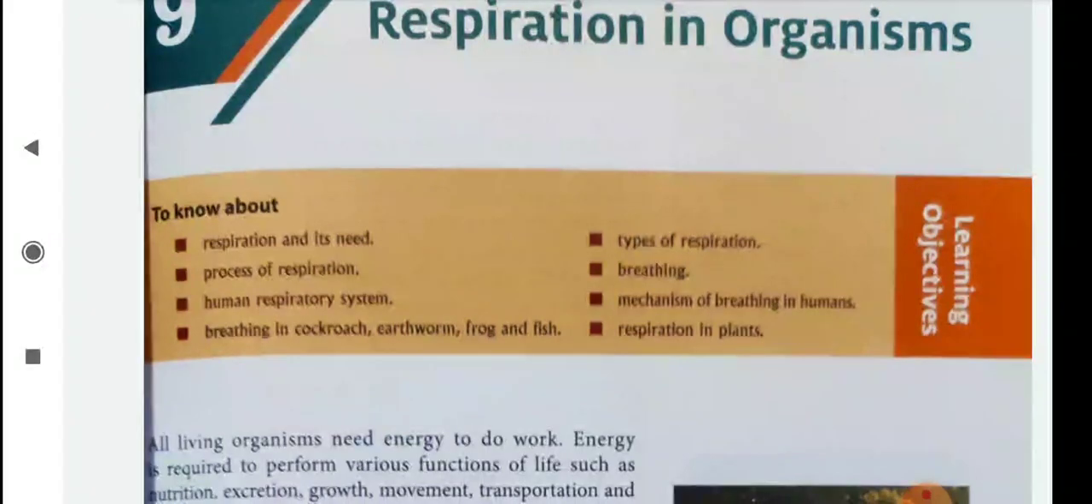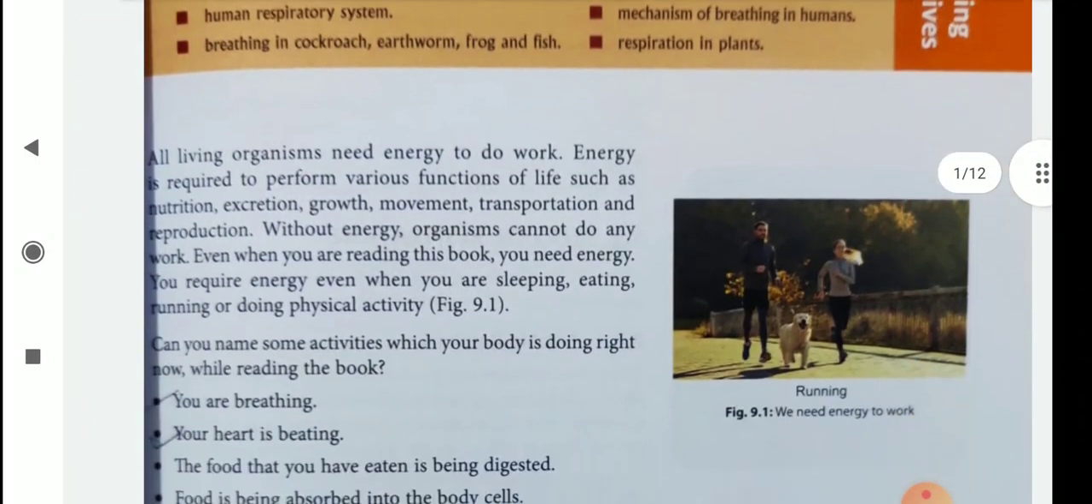Okay. So first of all, we have to know what is respiration. Children, respiration means the process of breakdown of food in the cells with the release of energy is known as respiration. Okay.